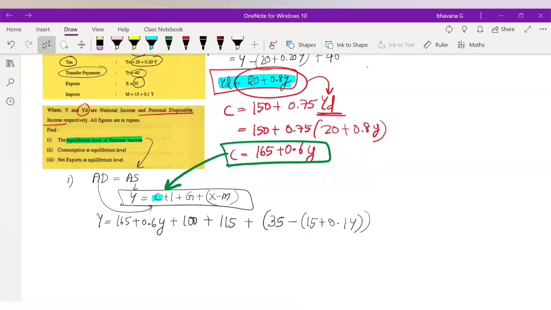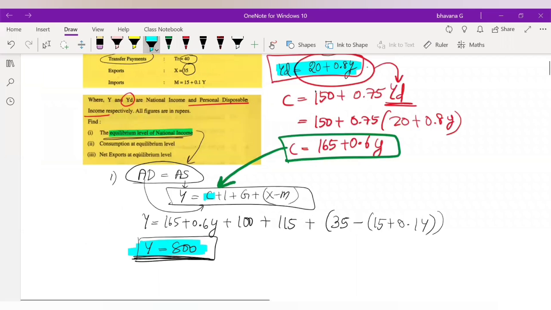If you solve this, here I'm not going to solve all the equations. We don't want to consume much time. You can sit and solve by yourself. Okay. So if you solve these equations, you will get y equal to 800. So what is the equilibrium level of national income? Where AD equals AS, and AD and AS will be equal to 800. So this is your first answer. The answer of the first one is y equal to 800.